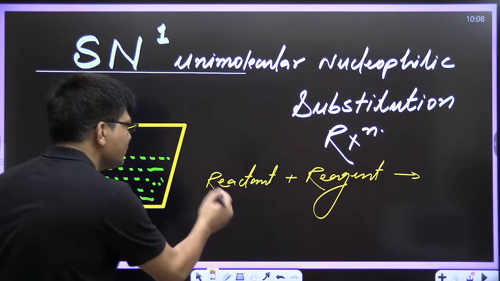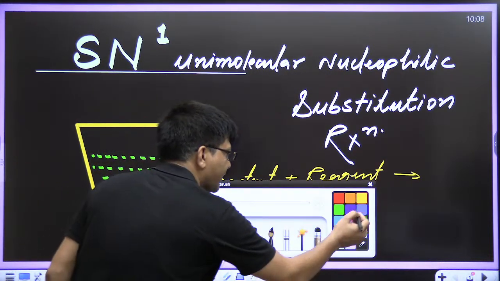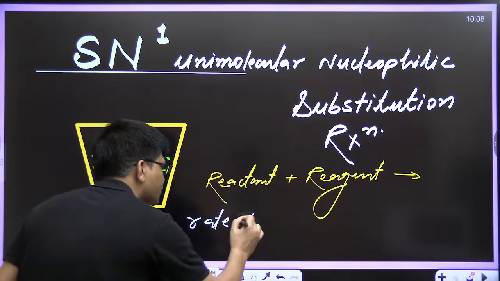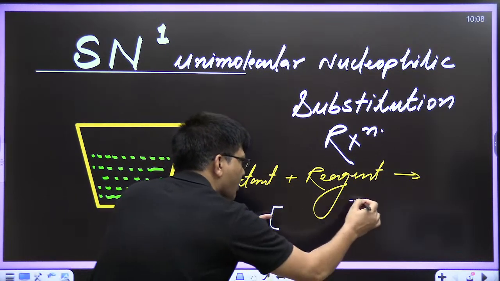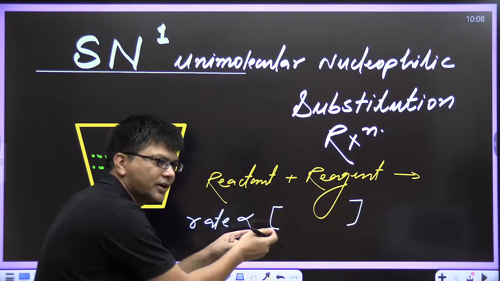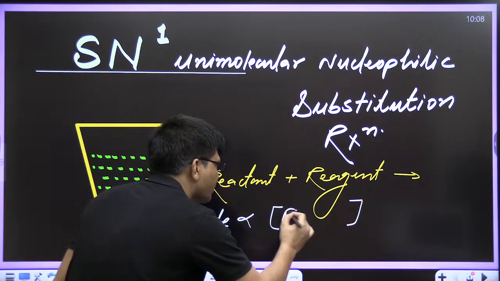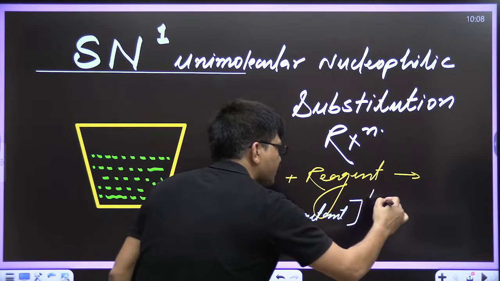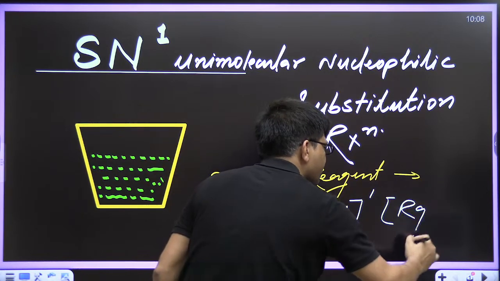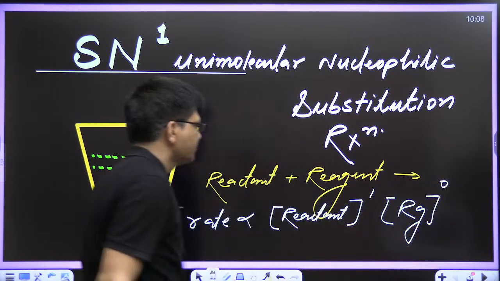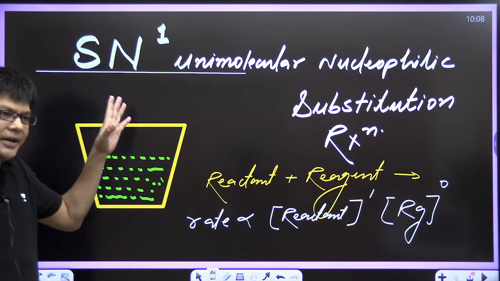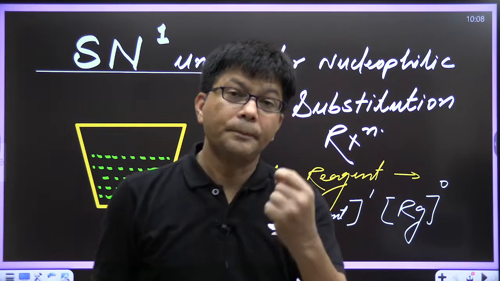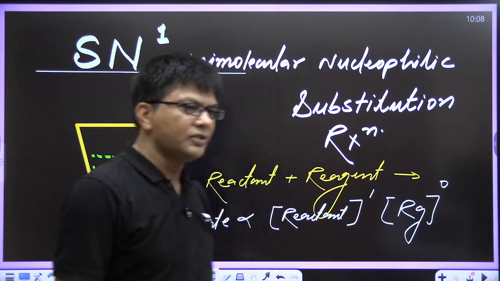That means for this reaction, the rate of reaction is directly proportional to the concentration. This box means the concentration of reactant. That means to the concentration of reactant, power is 1, and to the concentration of reagent, power is 0. That means in the rate determining step, reagent is not involved. The power of reagent is 0. That means how to think.